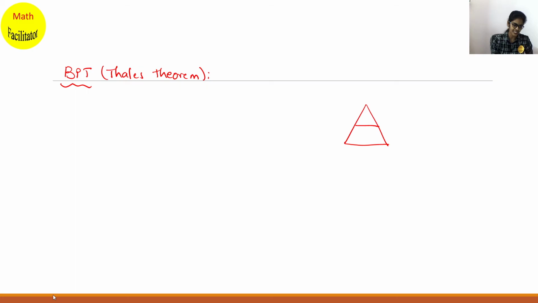Now suppose I am drawing a line, and this line is parallel to one side of a triangle. I'm taking it as DE. Which side is it parallel to? This line DE is parallel to BC. Then your BPT states that this line DE, what you have drawn, is parallel to BC.